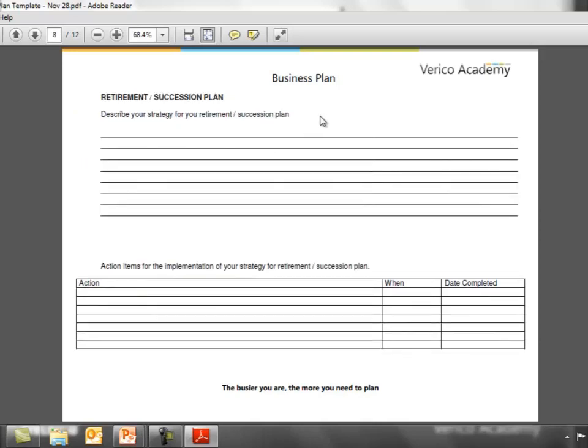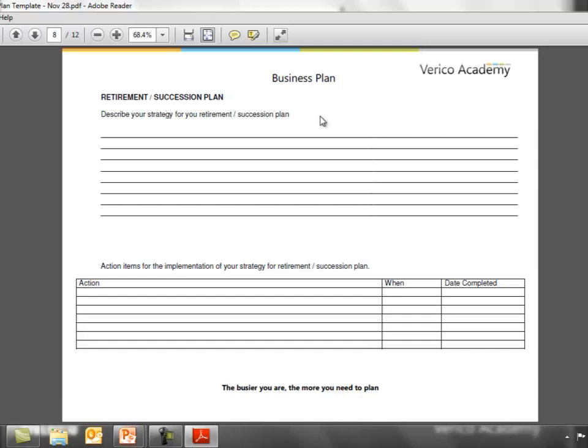We have a section in the business plan this year for retirement and succession planning. This is something that you're not going to find on all business plans, but we think that it's an area that you need to pay some attention to depending upon your age and depending upon how long you want to work and what you want to do with your life.